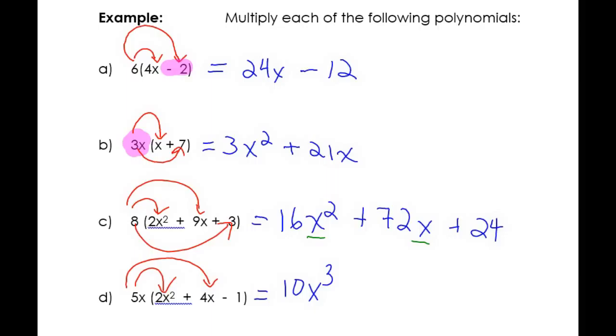5x times positive 4x. So 5 times positive 4 gives me a positive 20. x times x gives me an x squared. Now I'm ready to move on to my final term.